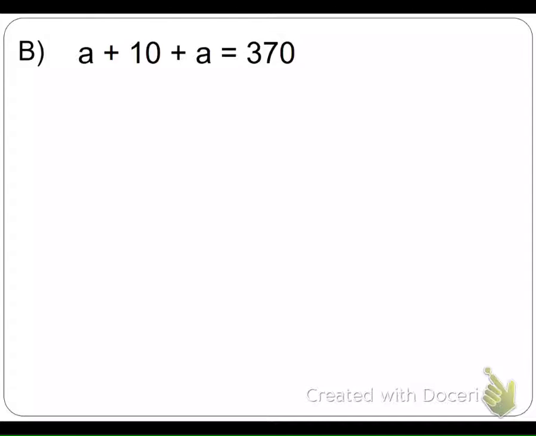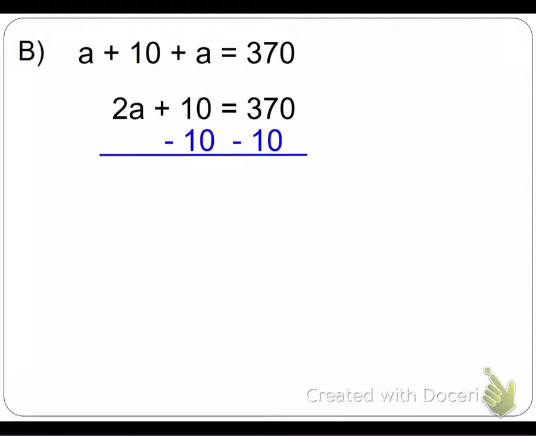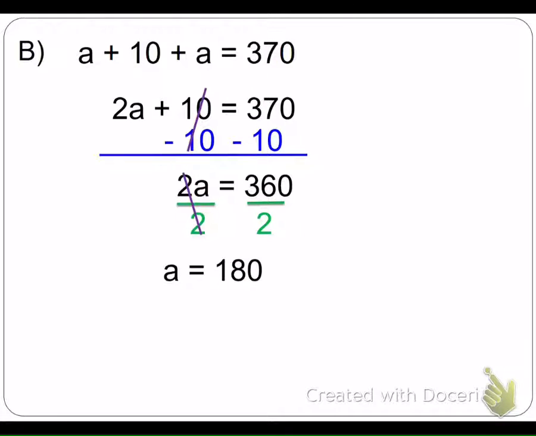All right, it's just a combine like terms. So 2A, minus 10, minus 10. Divide by 2, divide by 2. Okay, so what does this represent? Now we actually have to make sure that, and I did that pretty fast. I'm assuming you guys can do this by now, right?